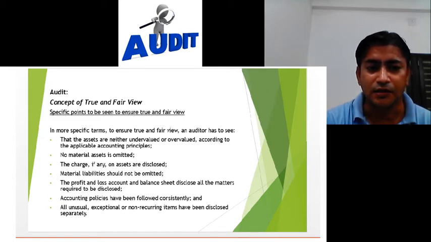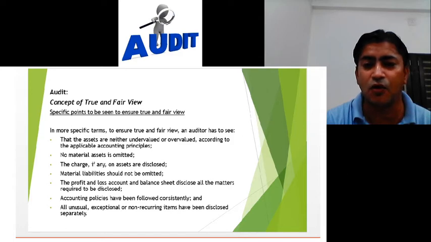Second point, recording of assets should be there. That means no material or major assets are to be omitted. They should be there in the balance sheet. They should not be off the balance sheet, because assets are resources producing revenue. Therefore, such resources must be there in the balance sheet statement. They must be recorded. There should not be any omission.